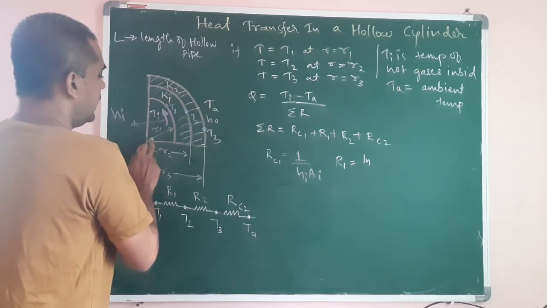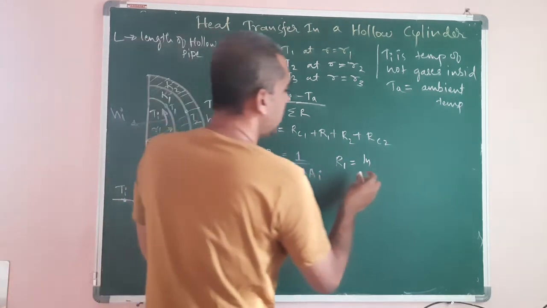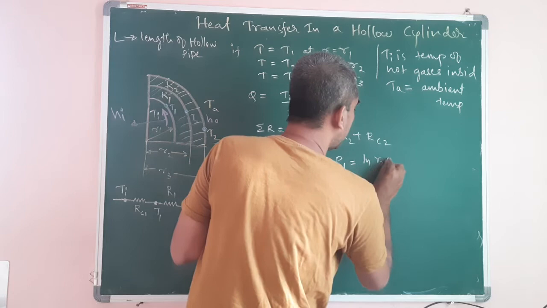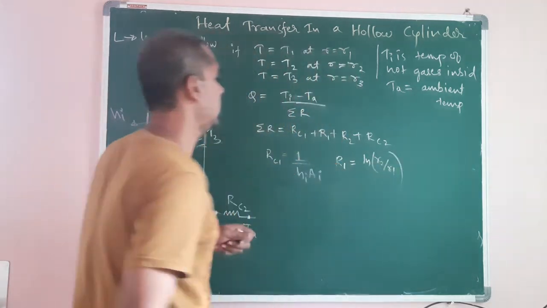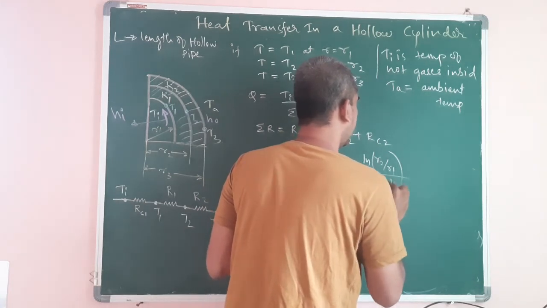The radius at T1 is R1, and the final radius is R2. Therefore, it will be ln of R2 divided by R1, divided by 2 pi K into L.